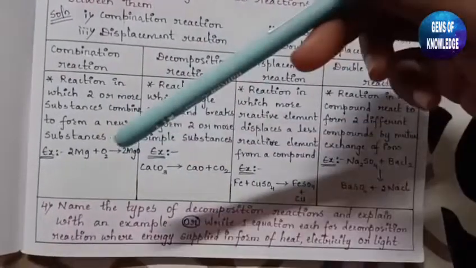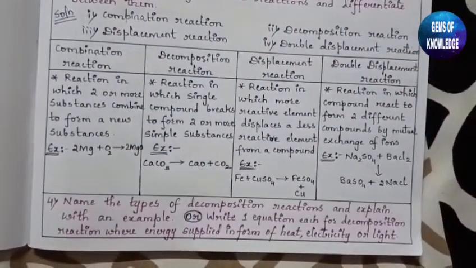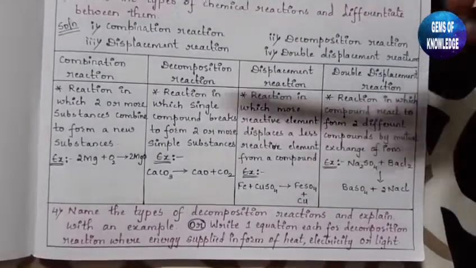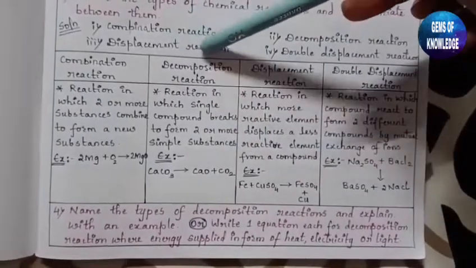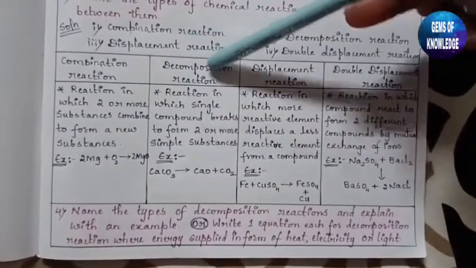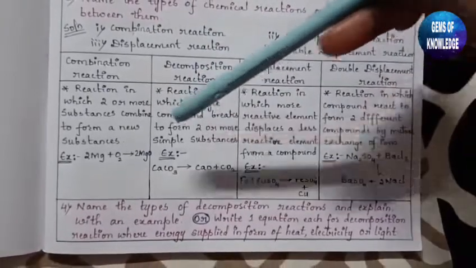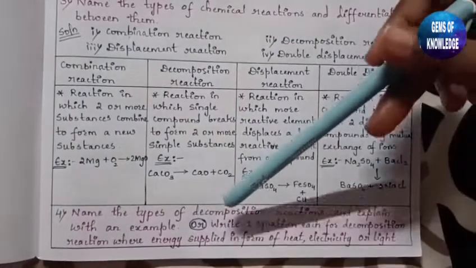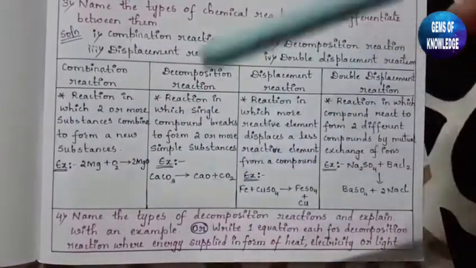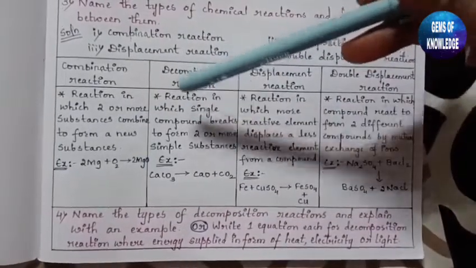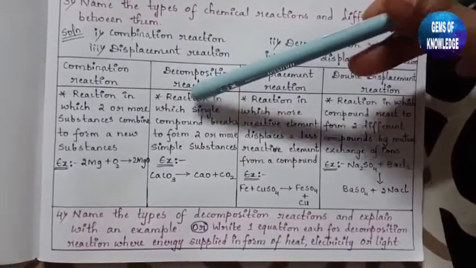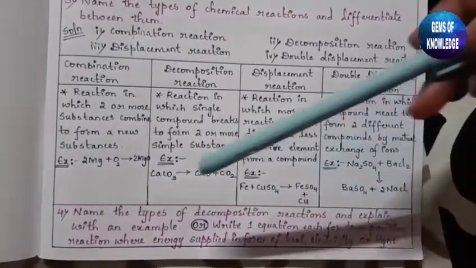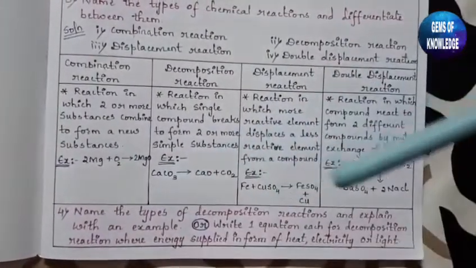So next question. Name the types of decomposition reactions and explain with an example. As you have learned 4 different types of reactions, the second one was decomposition reaction, which states that a single compound is broken into 2 or more simple substances. This type of chemical reaction, decomposition reaction, also has types. So let us see what the types are in this, and explain with an example.